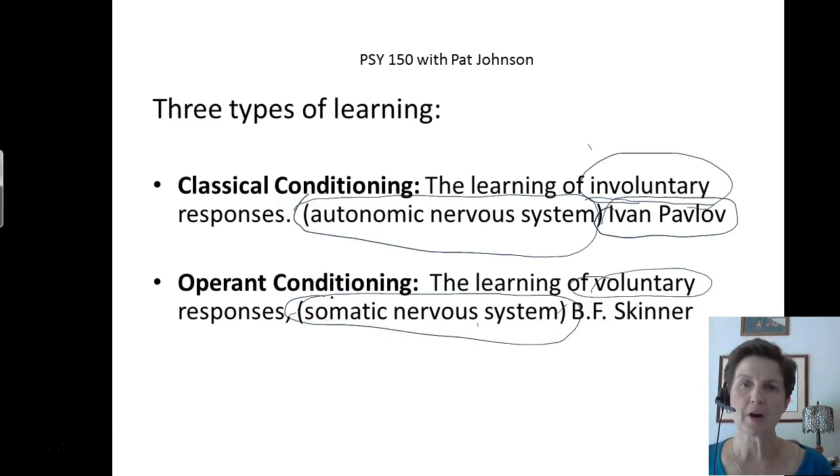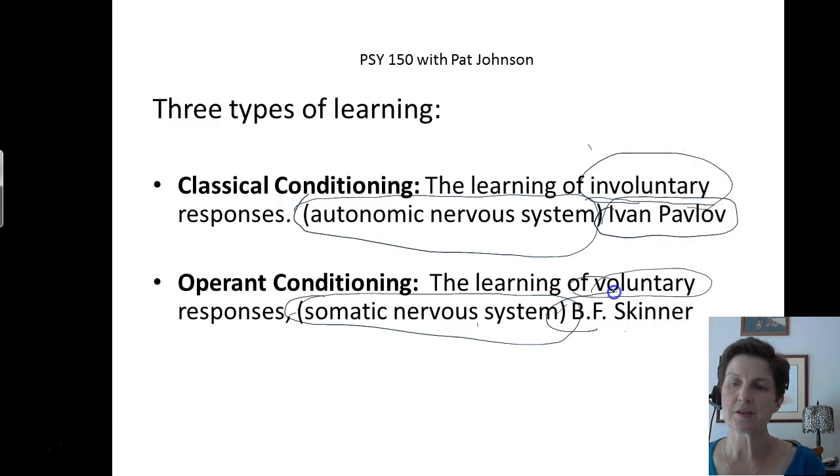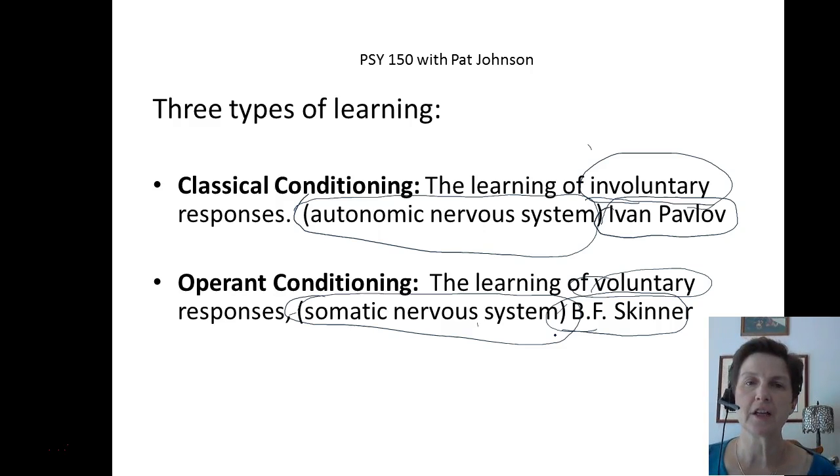If you remember from our discussion of the nervous system, the somatic division of the nervous system is the voluntary side. And the father of operant conditioning is a guy by the name of B.F. Skinner. You'll always recognize B.F. Skinner in pictures because he has what I call the world's biggest forehead. Very, very intelligent person, and he's the father of operant conditioning. He and his famous laboratory rats.